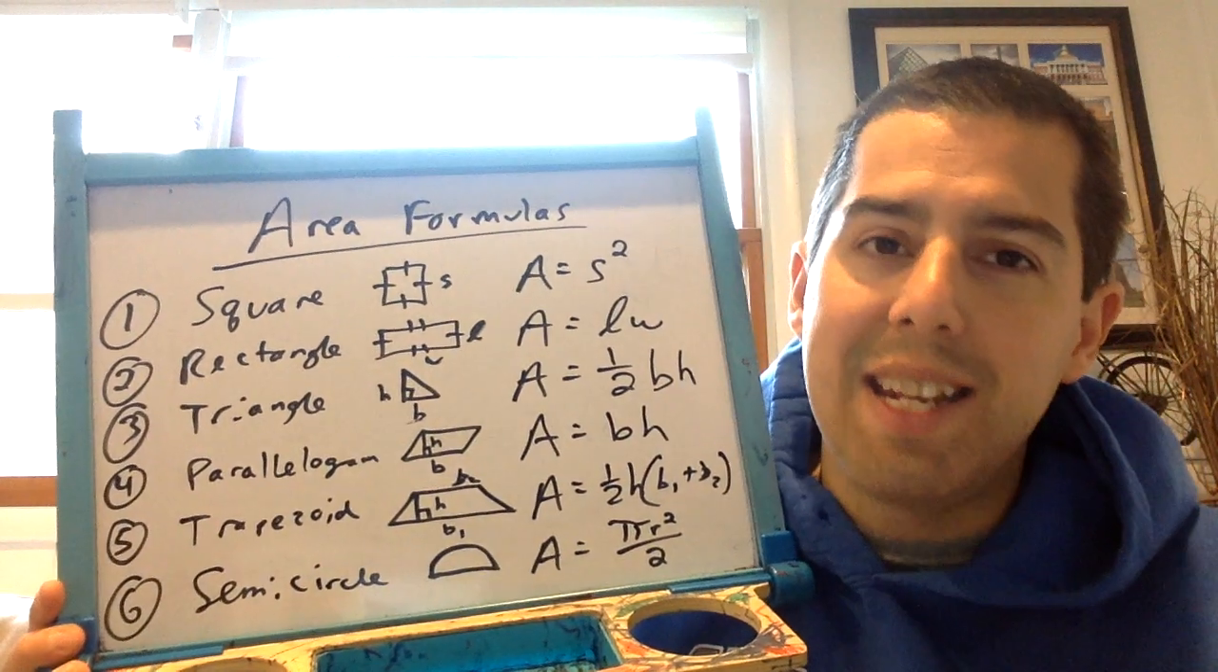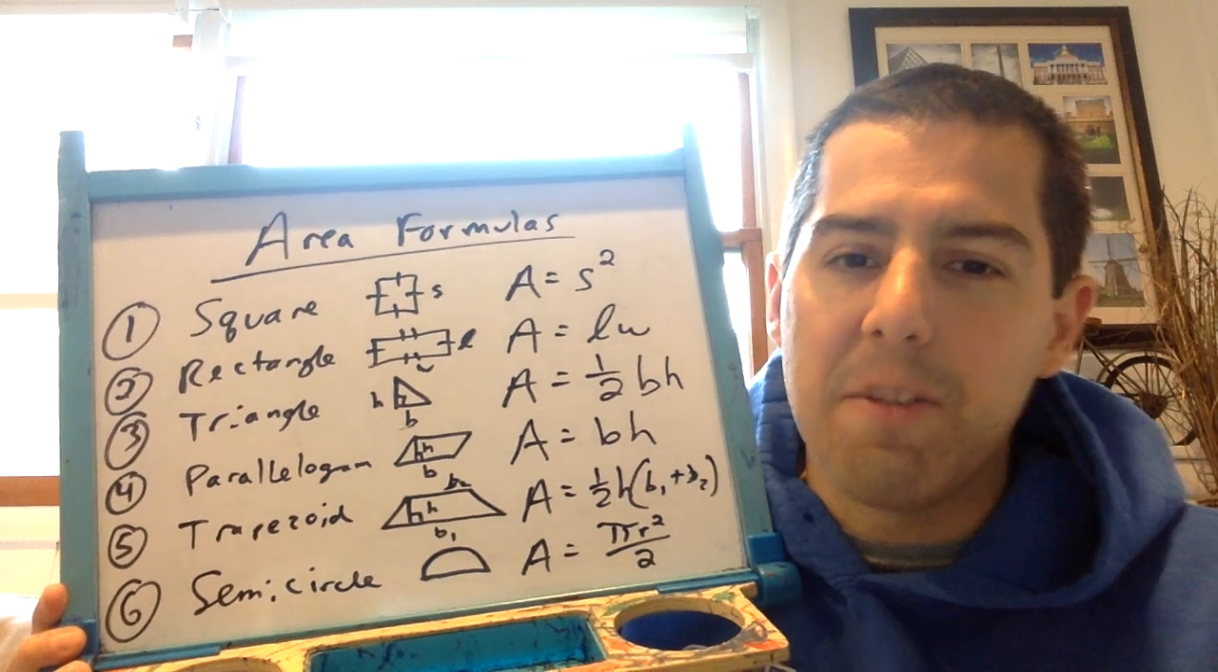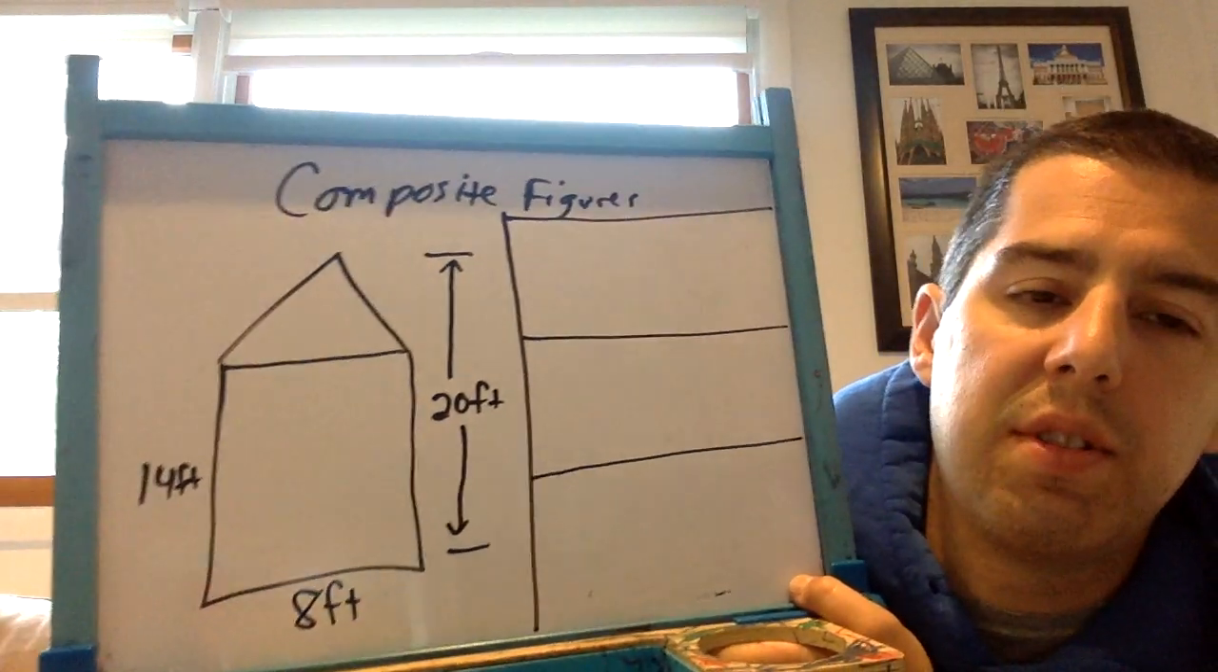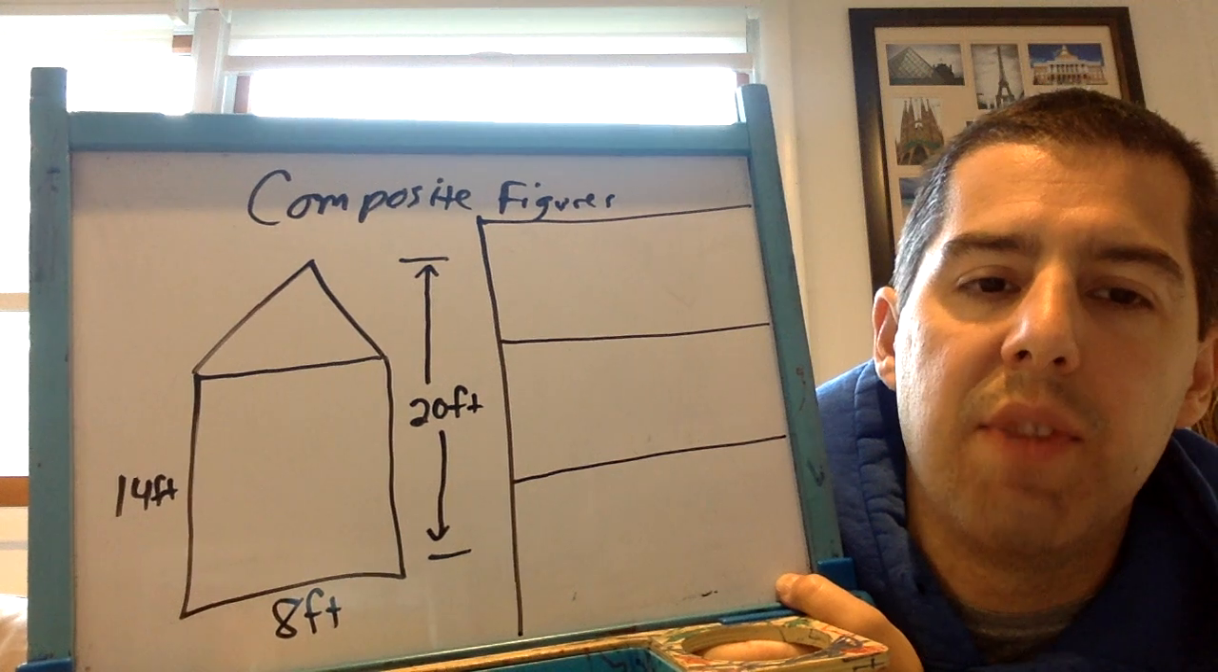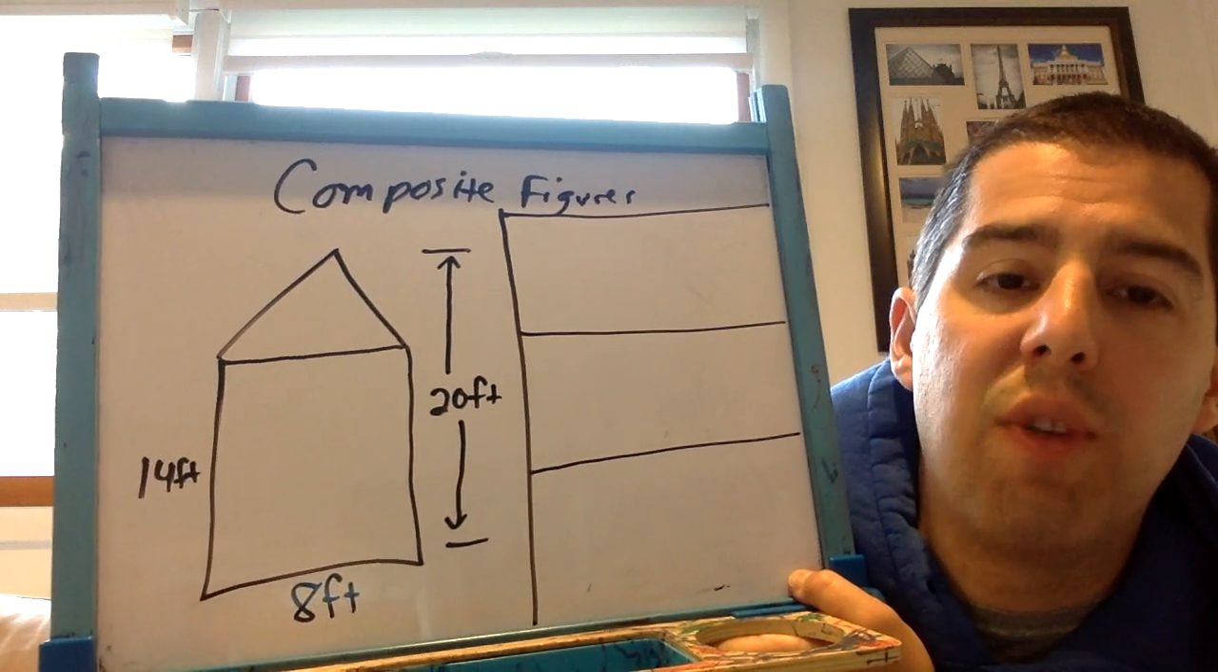So these are the formulas that you need. Now let's look at an example of a composite figure. So let's take a look at this house. Okay, what two shapes do we see? You should see a triangle and a rectangle.